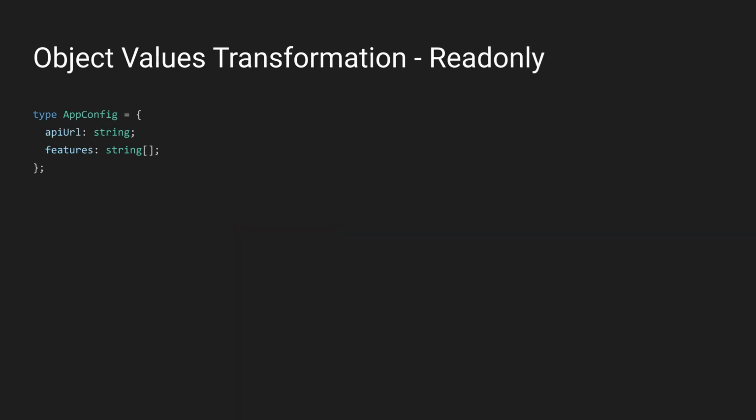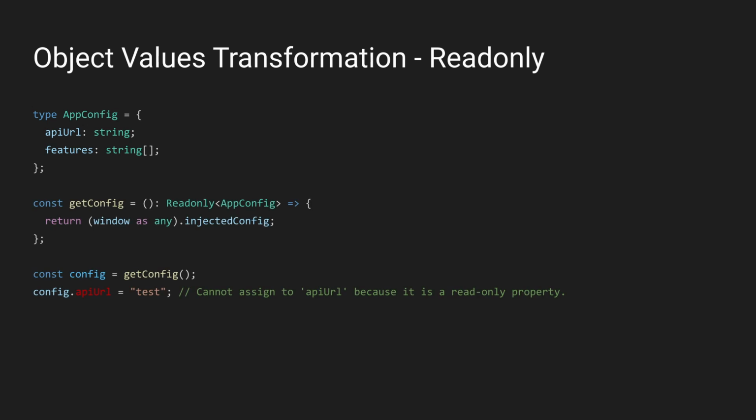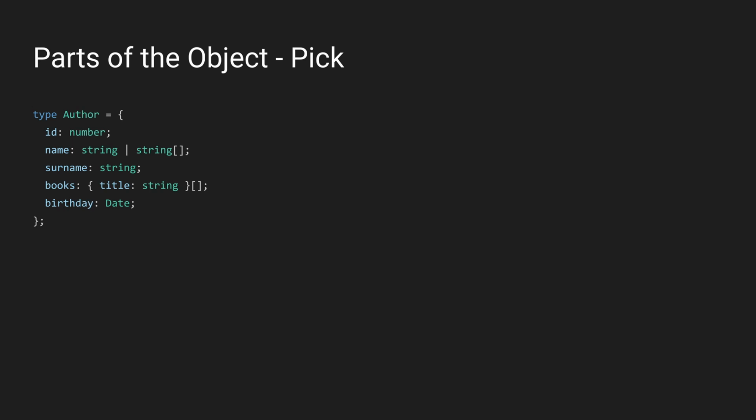The Readonly utility marks every key and its value as read-only. Let's consider a scenario where we have a config object that should not be modified. We can mark its keys as read-only, and TypeScript will perform static code analysis to ensure that we do not change these values. In various situations, we can often require specific parts of objects.